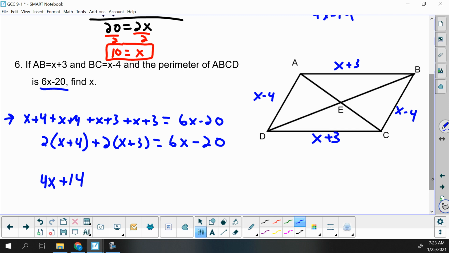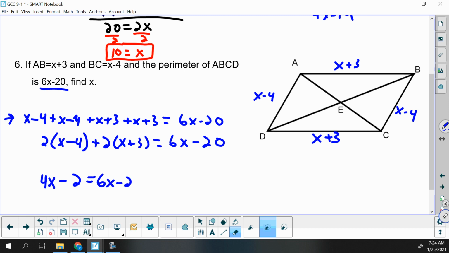Actually, I miswrote that. Hold on one second. These should be minuses. So that won't be 14. Sorry, I carried that over wrong from the picture. Okay, so fix that on your paper. Let's try this again. So if we do negative 4 and negative 4, it's negative 8. 3 and 3 is 6, and negative 8 plus 6 will give us negative 2. And then that equals the 6x minus 20.